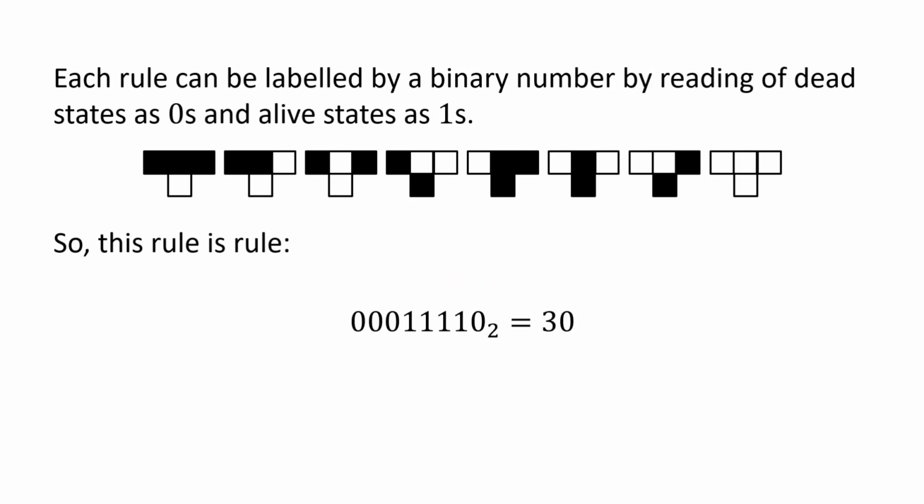Now, in order to formalize this, and he actually then wrote a few simple programs to simulate these automata, he decided to start encoding them in a specific way. As you can see here, if we read them off as dead being zeros and alive being ones, then this can be read off as a binary number, 0, 0, 0, 1, 1, 1, 1, 0, which when translated into decimal is the number 30.